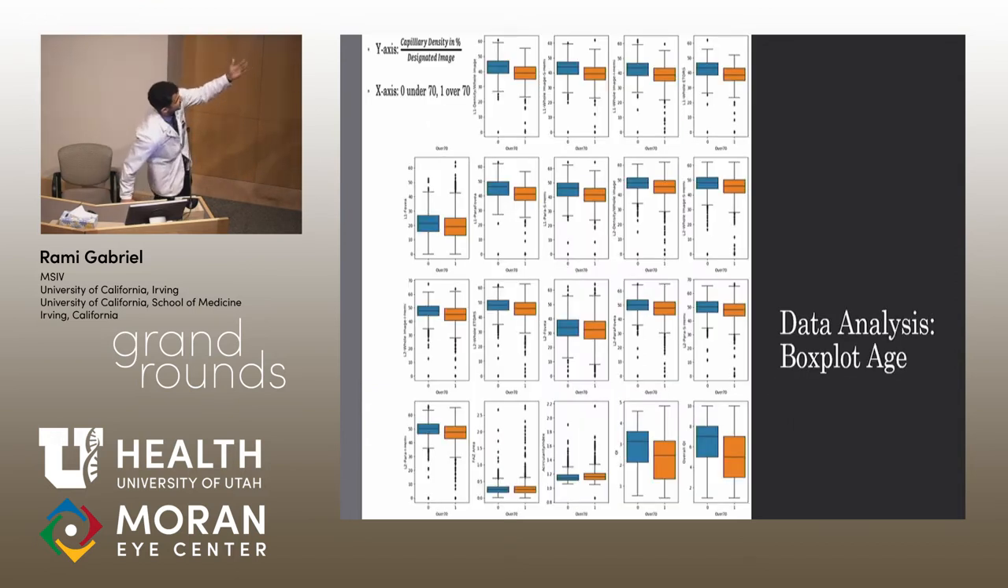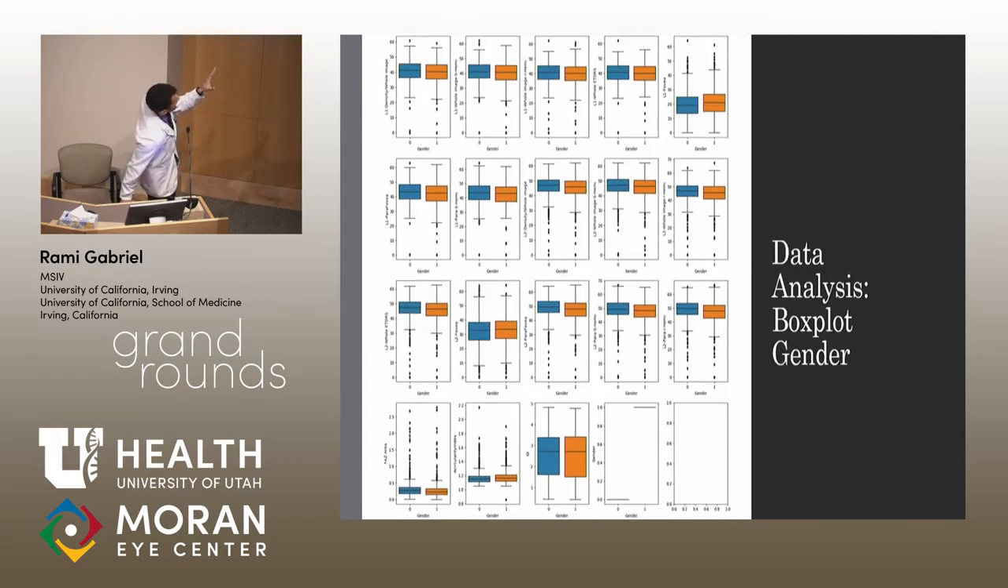This is a box plot. You can see age, over 70 and under 70. You can see somewhat of a downtrend. These are all just box plots, so there's no significance here. And then gender, kind of similar, but not as big of a difference.